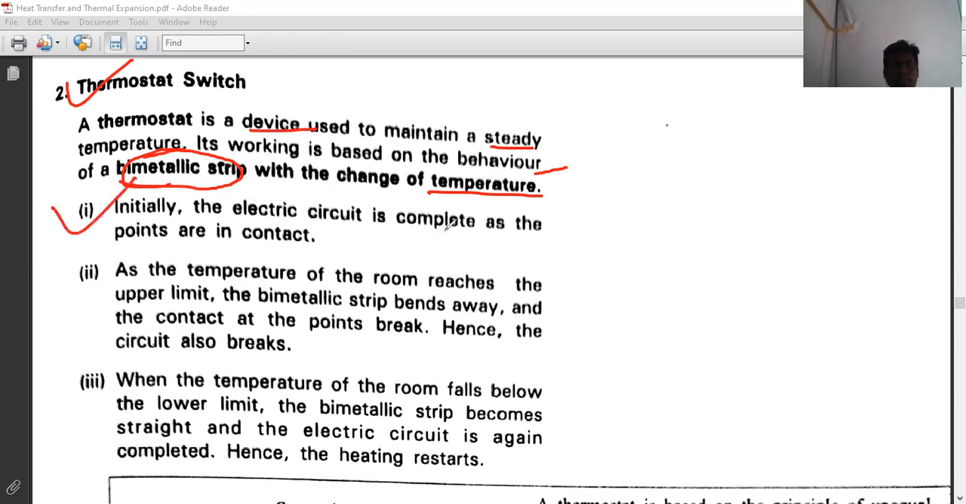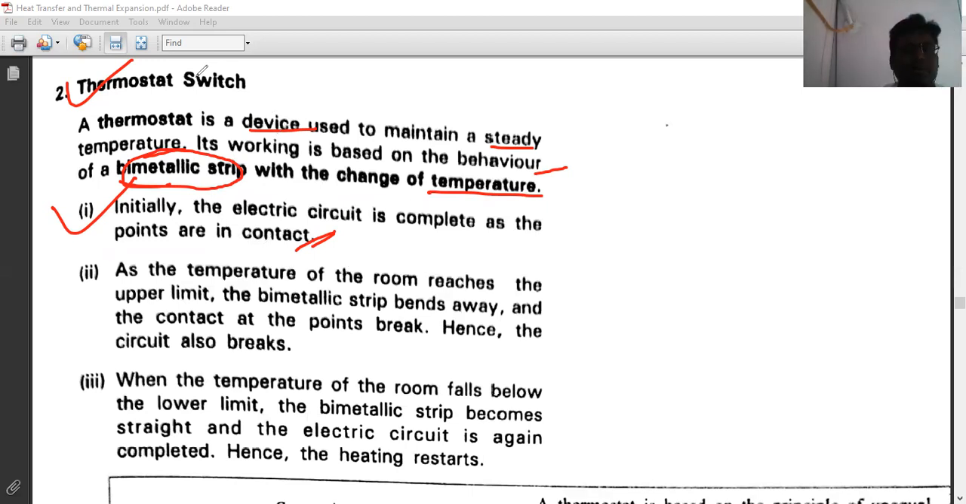Initially, the electric circuit is completed as the points are in contact. So the thermostat is basically based on maintaining a steady temperature. It is based on the behavior of a bimetallic strip with the change of temperature.